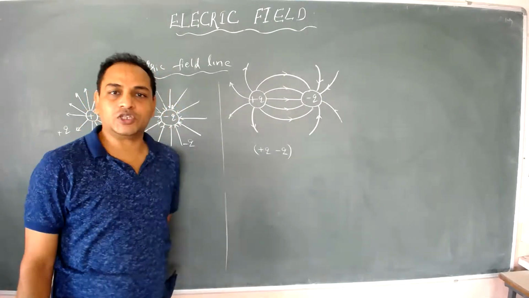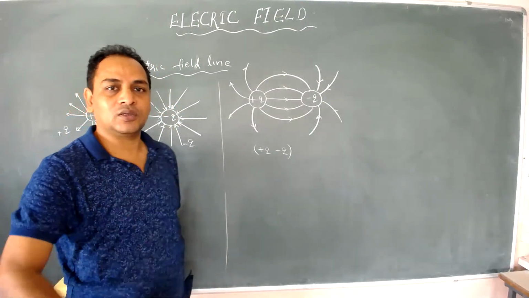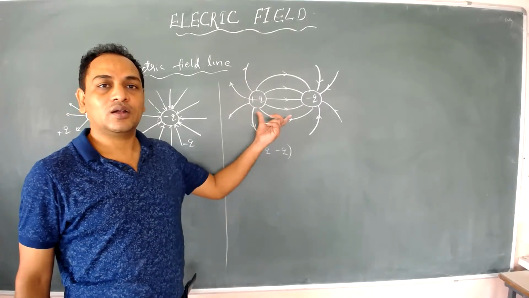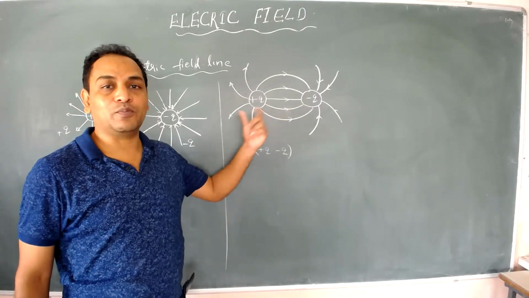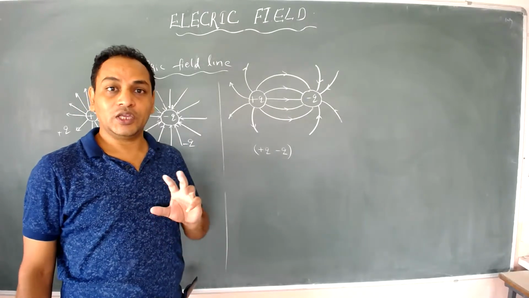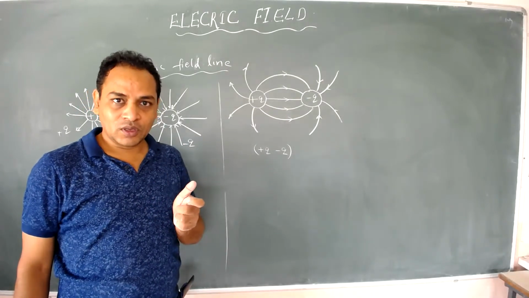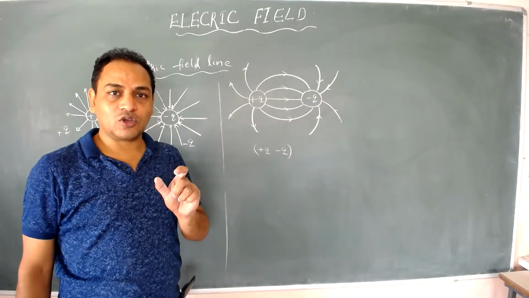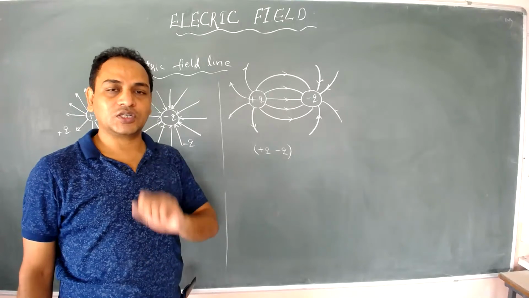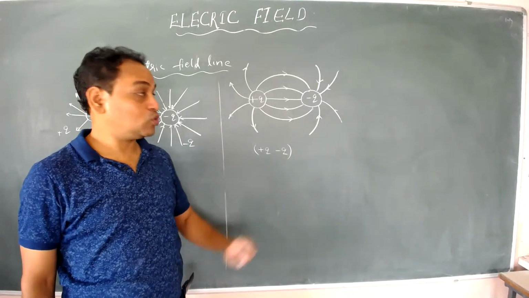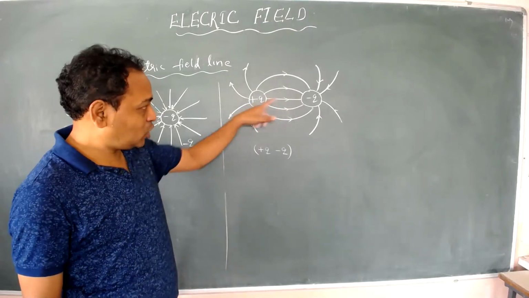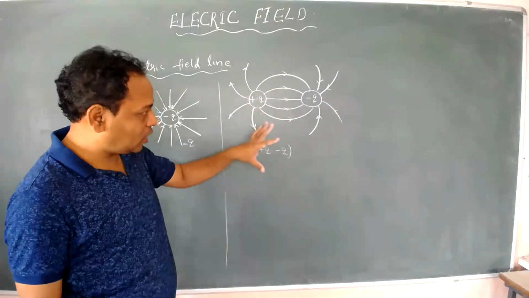So plus Q and minus Q charges, if they are placed beside each other, in one way we can say that this is the diagram for a dipole. A dipole is nothing but two charges which are separated by a small distance, equal in magnitude. If two charges equal in magnitude are separated by a small distance, then such a system is said to be an electric dipole. Such a dipole's field lines we can draw like this. The magnitude is the same, so the field lines also should be the same.